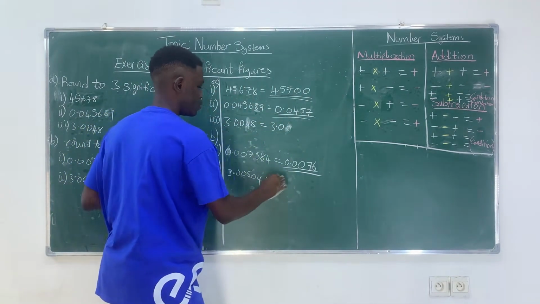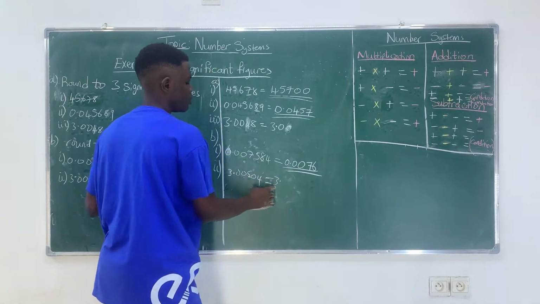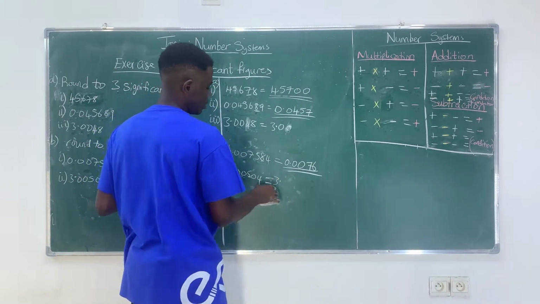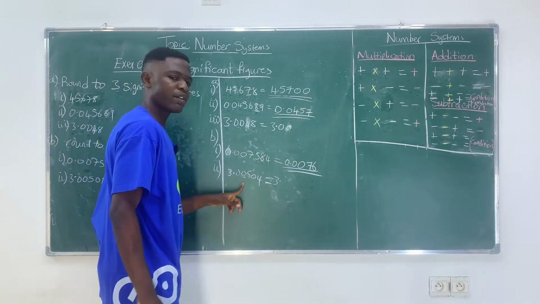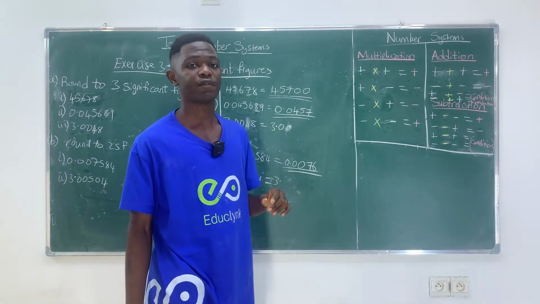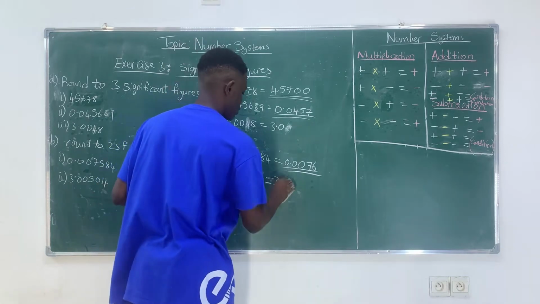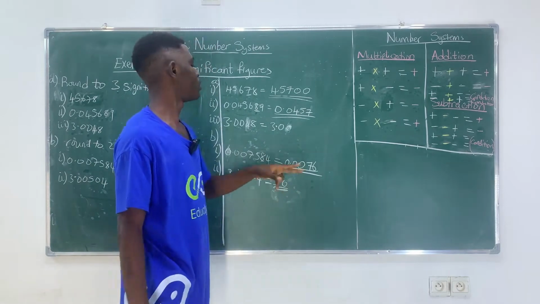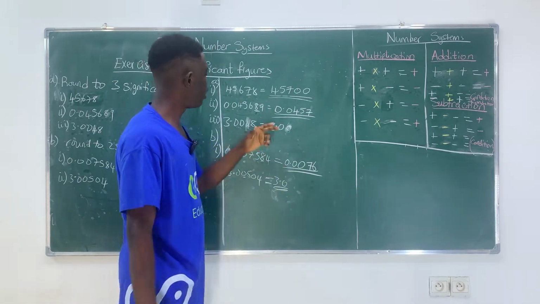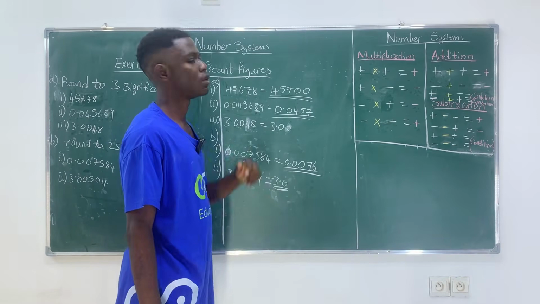So to put it in 2 significant figures, 3 is the first significant figure. 0. Before writing the 0, we check the next value. The next value is 0. Is 0 greater than or equal to 5? No. So we keep the 0. 3.0, 2 significant figures.